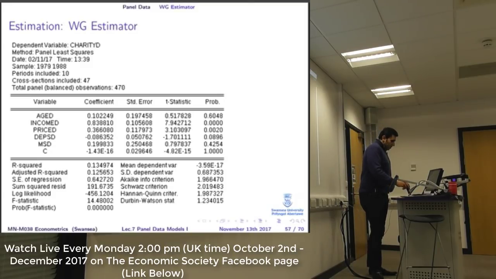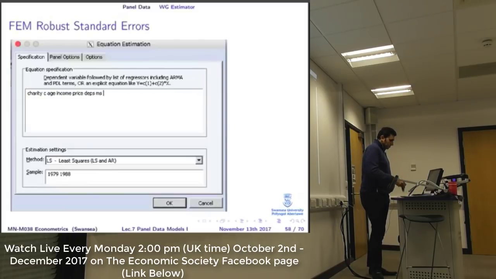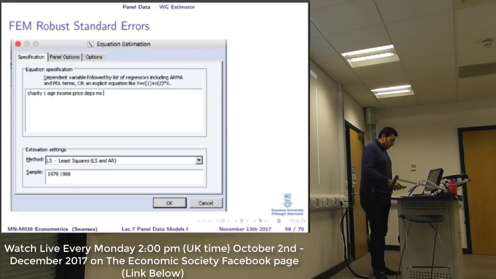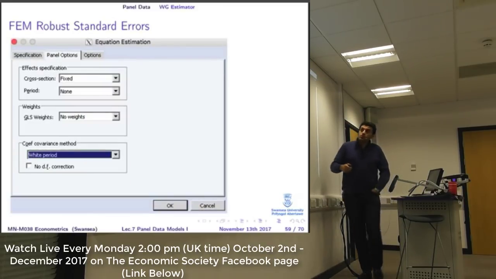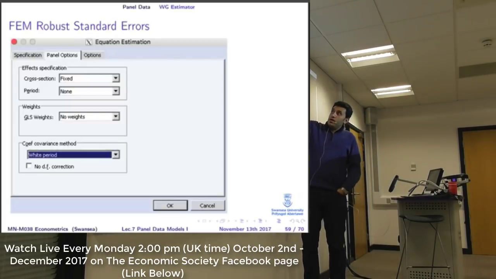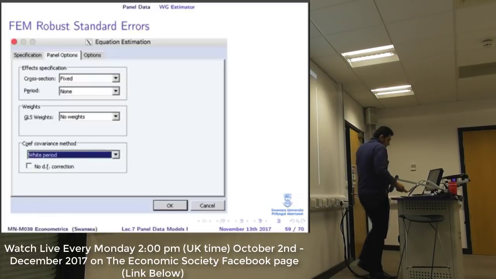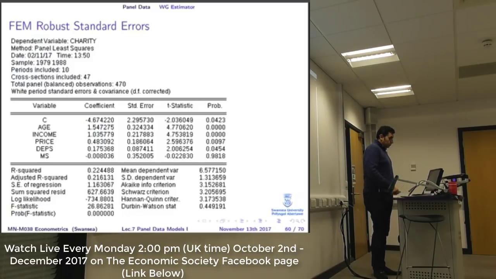So this is the within group estimator. To deal with some of the issues with efficiency, you can estimate the robust standard errors. The only reason I want to show you this is just how to find this in EViews. It's very straightforward. When you go to panel options, you will see how to treat the standard errors. So you can obtain the robust standard errors if you take the White procedure. This will produce the robust standard errors.